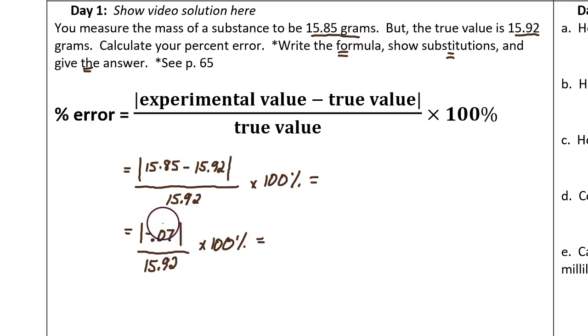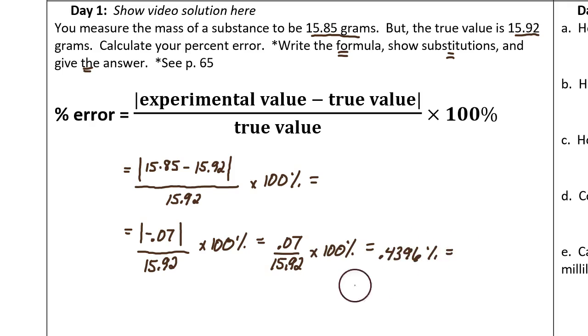Next, let's apply the meaning of absolute value bars. They change a negative number into a positive number. So this becomes positive 0.07 divided by the 15.92 and then multiplied by 100 with a percent symbol. We'll take the calculator, do this division, and times by 100. And the result on the calculator screen is 0.4396 with some more digits.